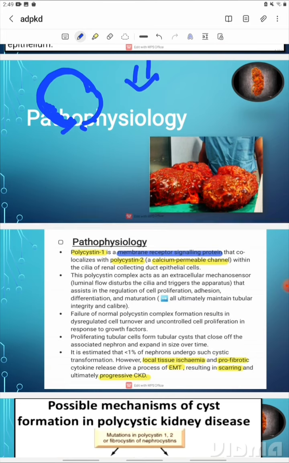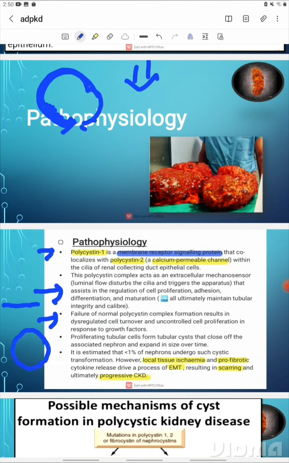Broadly, in the pathophysiology, polycystin is a membrane signaling protein, and polycystin 1 and polycystin 2 form a calcium-permeable channel within the cilia of the renal collecting ducts. Normally it maintains the homeostasis of the renal tubular epithelia. If this homeostasis is lost, it leads to uncontrolled, dysregulated cell growth, and this proliferation of cells leads to formation of cysts in the renal tubular epithelium.